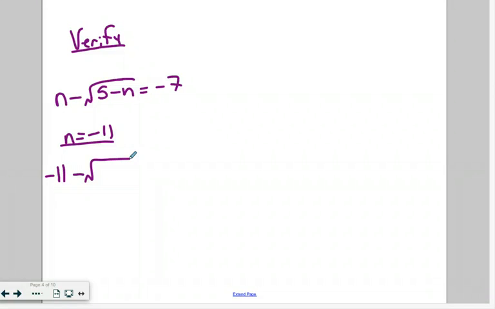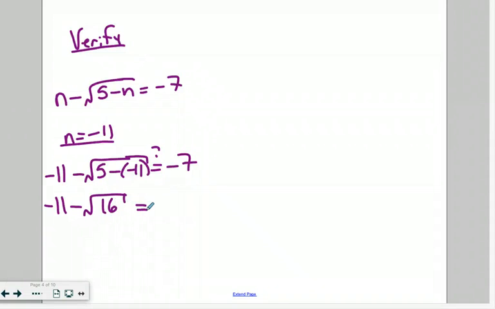So negative 11 minus the square root of 5 minus negative 11 equals negative 7. Let's see if it works out. So we get negative 11 minus the square root of 5 minus negative 11, which is like 5 plus 11, which is root 16. Does that equal negative 7? Well, square root of 16 is 4.